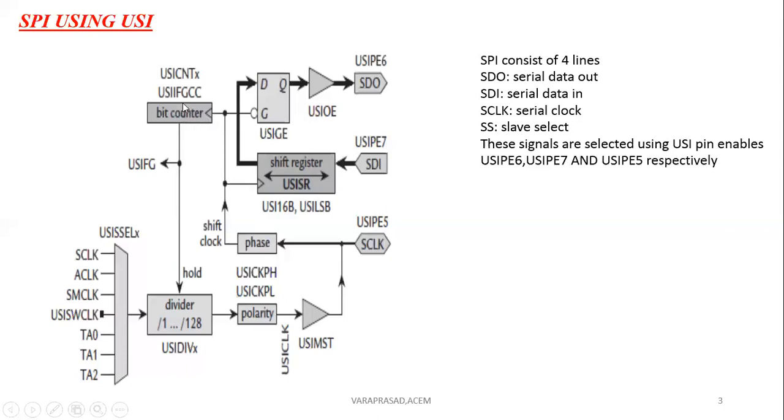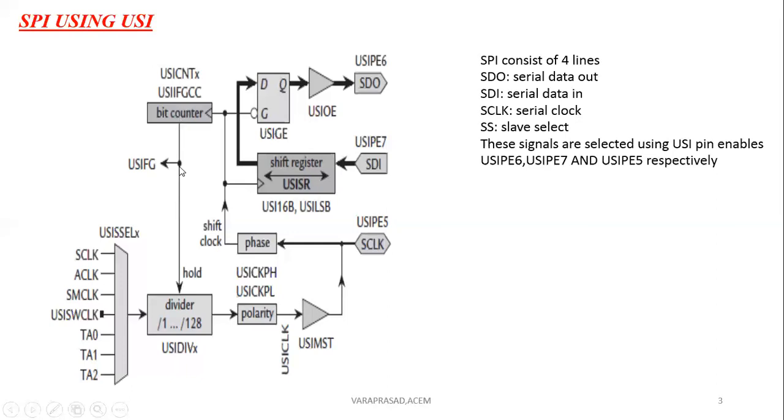That means this bit counter counts the number of bits. So that means how many bits we are going to transmit, those bits being shifted, will be calculated by using the bit counter. If the bit counter reaches the maximum, at that time an interrupt will be generated. That interrupt is called USIIFG, Universal Serial Interface Interrupt Flag.